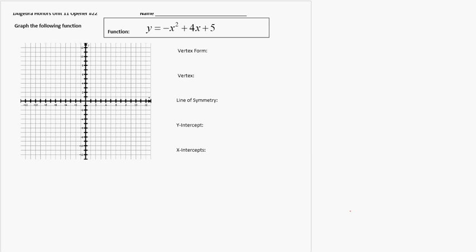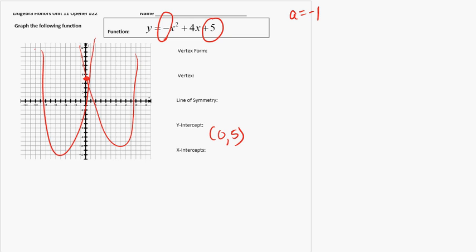Alright, opener 22, again, there's some things we can tell right away. We can tell the y-intercept is (0, 5). We can tell the a value is -1, meaning it will be going down. So, y-intercept there, and I know it's probably going down, but again, I don't know if the vertex is over here or over there.